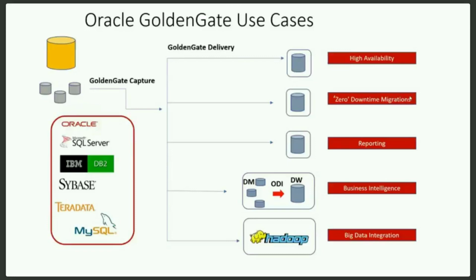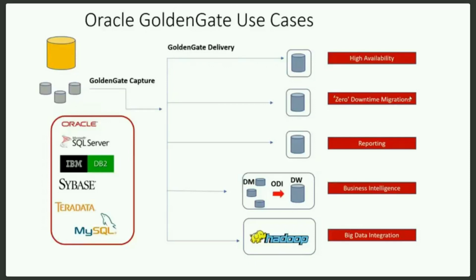So why do we use GoldenGate? Typically, it's for moving data from heterogeneous environments. So typically you may have a case where your source database is different, your target database is a different RDBMS, different platform, different OS. So GoldenGate actually enables us to do heterogeneous database replication.